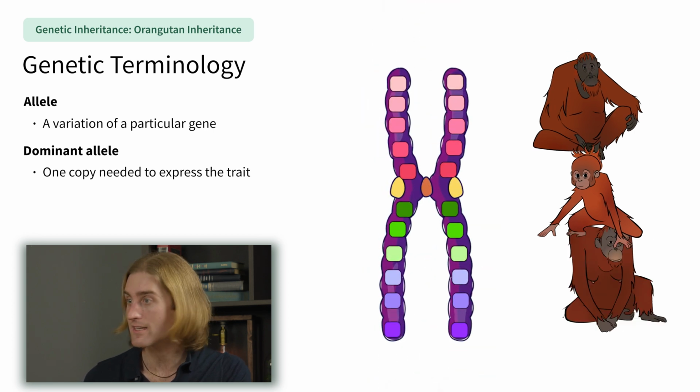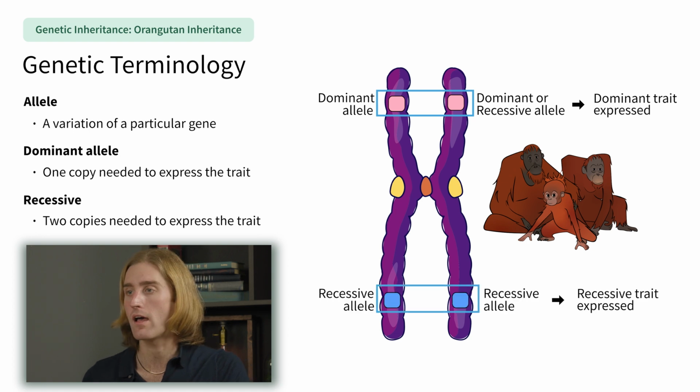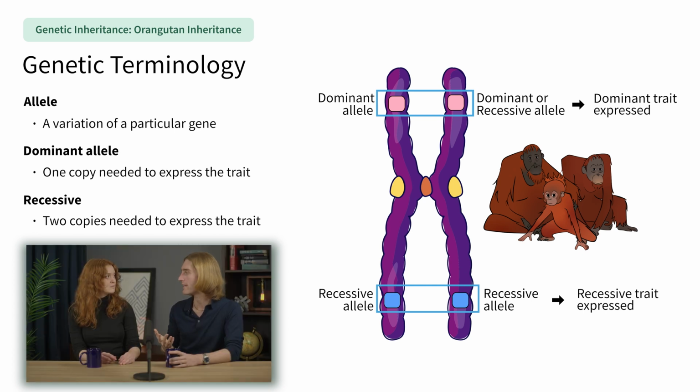A dominant allele is an allele that if it's inherited, then just 1 copy is necessary to express that trait. For a recessive allele, you need 2 copies, right? Because, of course, the presence of a dominant and a recessive allele together, as the name would imply, the dominant allele will dominate, and we'll see that trait instead.